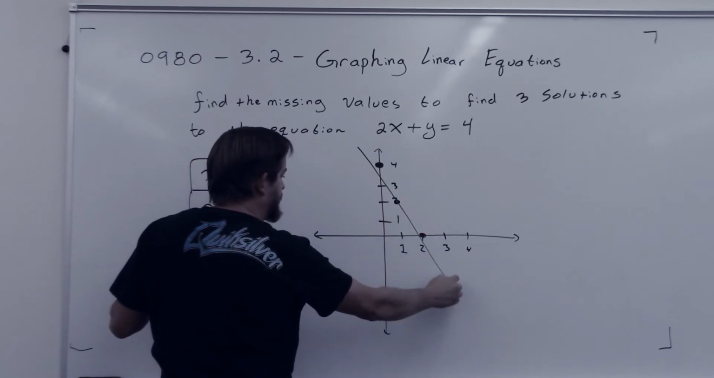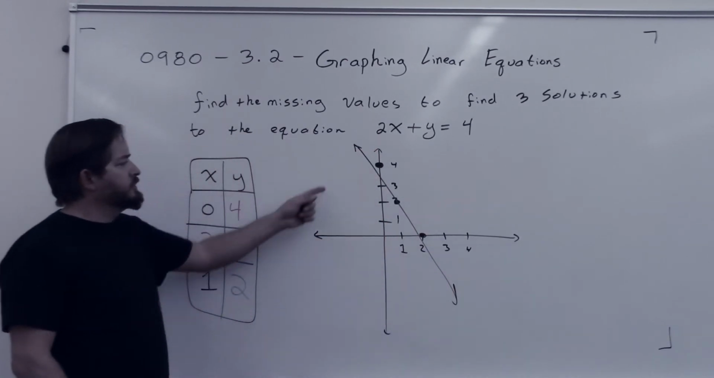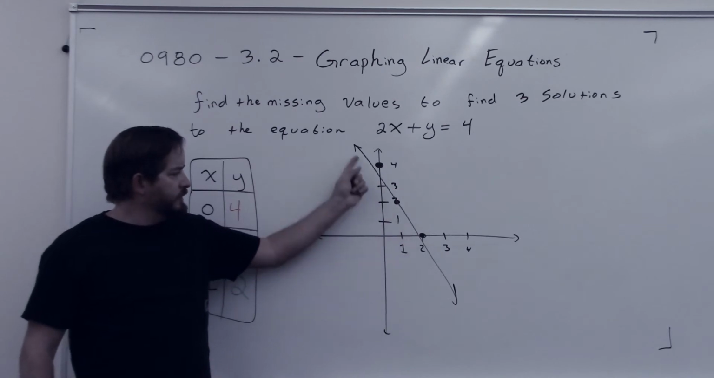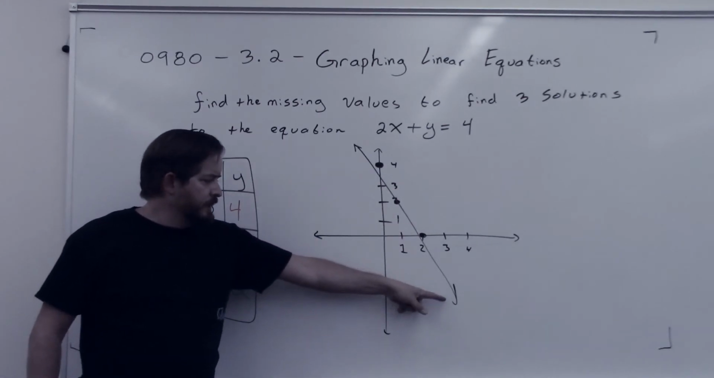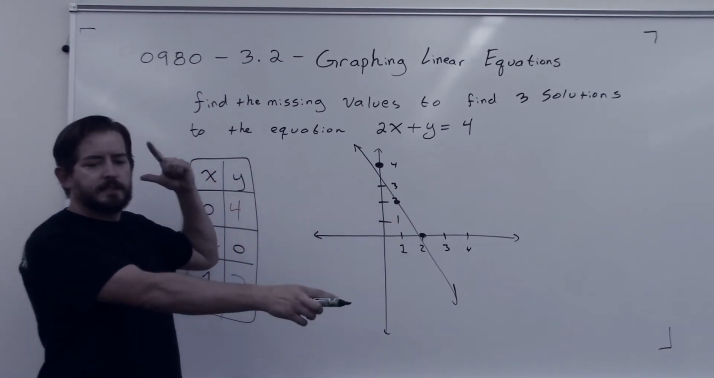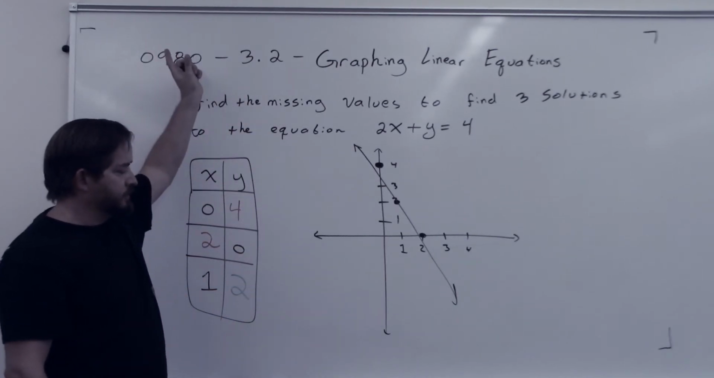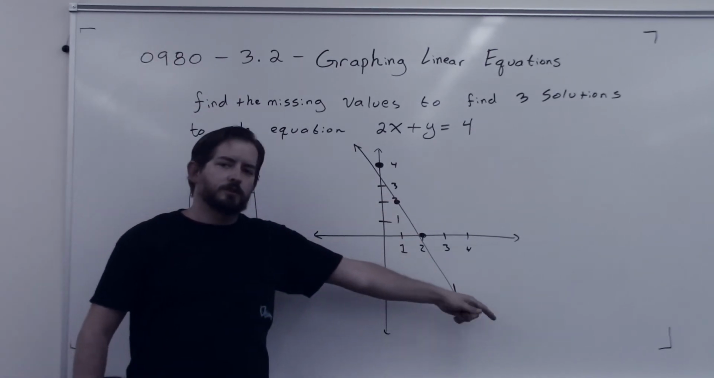And I create a straight line. Please forgive me. I can't draw a straight line with these markers to save my life, but that line should go through all 3 of those. I throw an arrow on both ends because it extends forever, because you'll get solutions forever to the left and forever to the right.